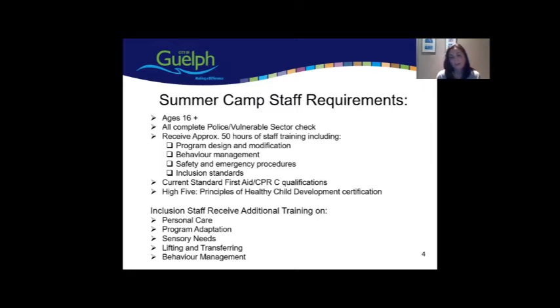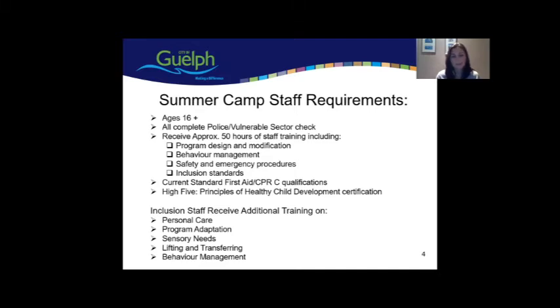We also hire inclusion staff. I'll talk a little bit more about our specialized camp programs, but we hire staff that are matched one-to-one with campers that are attending any of our integrated camps. And then we also hire inclusion counselors who are responsible for running some of our more specialized camps.